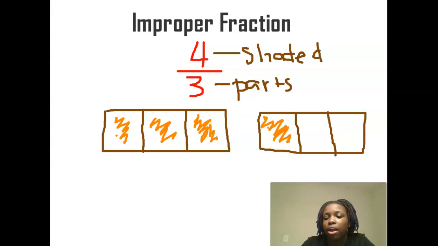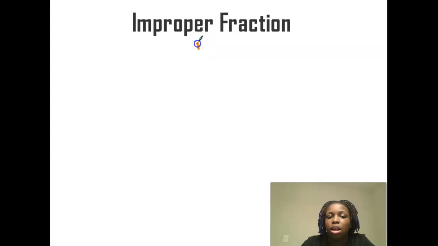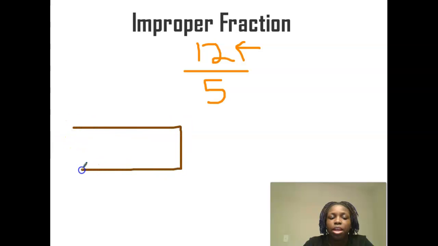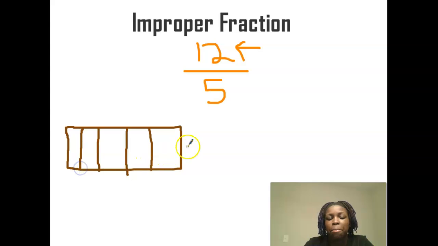So let's draw out another fraction. Let's draw out 12/5. All right, I know it's improper because my numerator is bigger than my denominator. So we're going to draw it out. I'm going to draw my chocolate bar. How many pieces are there? Great, 5 pieces. 1, 2, 3, 4, 5. And they don't look that even. And how many has to be shaded though? Great, 12 has to be shaded.